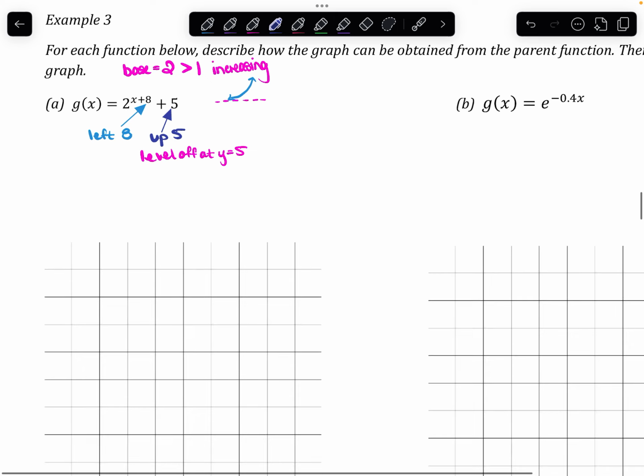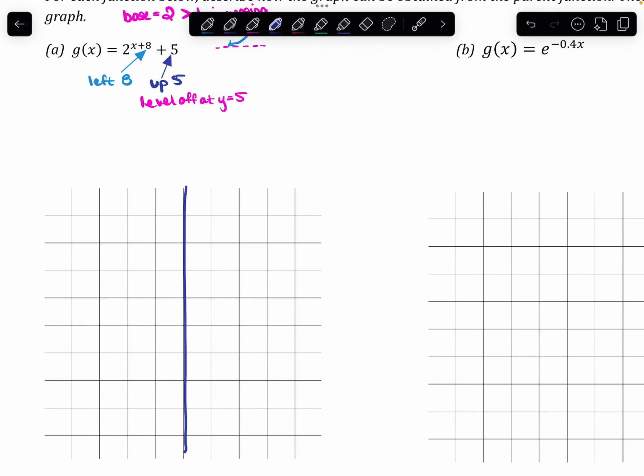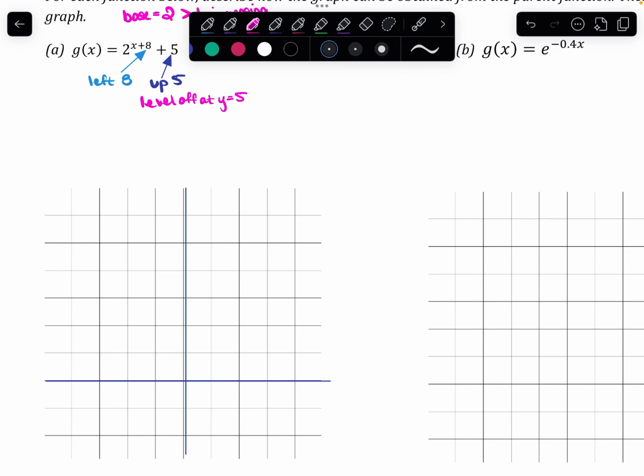So, like I said, I'm going to draw that value because it is helpful. So those are just my x and y axis. So 1, 2, 3, 4, here's 5. I'm going to draw my level off point. All right. And actually, I'm going to move that down some. All right, 1, 2, 3, 4, here's 5. So that's where we're going to level off.